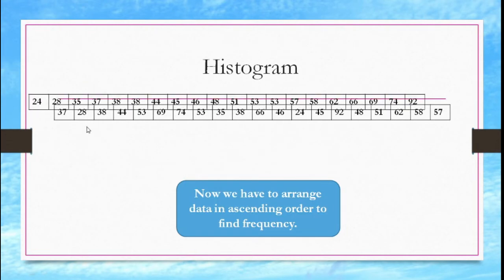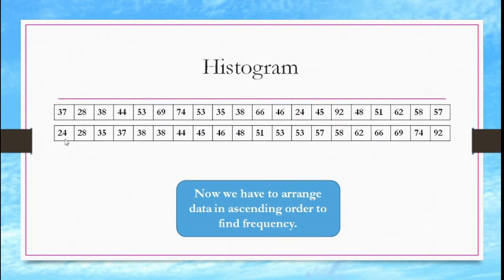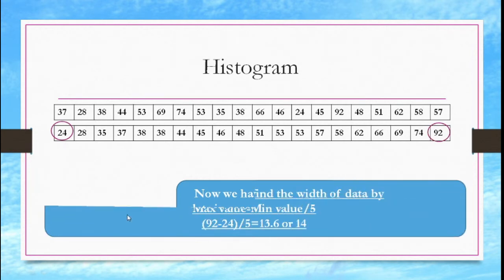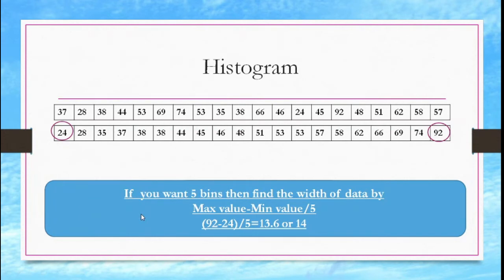So check this out. I have taken the minimum value, which is 24, appearing here, then 28, which is the second lowest value, then the third, fourth, fifth. You can see this is a sequence. Now we have arranged the data in ascending order, right? This is the minimum value and this is the maximum value. Once the data is arranged in ascending order, then you have to decide how many bars you want to plot in the histogram.